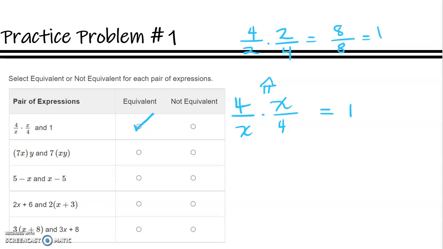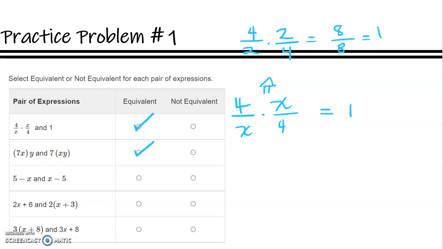For the next one, these are also equivalent. This follows the associative property that says you can do 7 times x, then times y, or you can do x times y and then times 7. Because it's all multiplication, it doesn't matter what you multiply first.